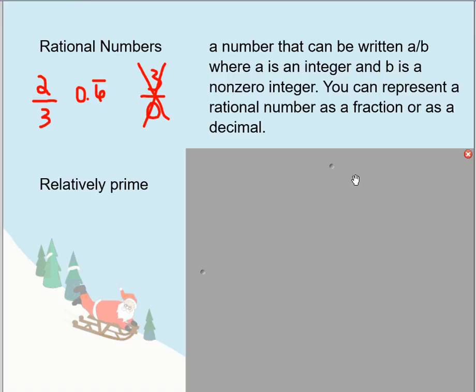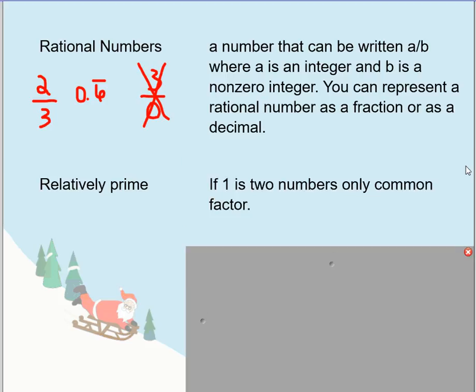The second vocabulary word I want you to be aware of is relatively prime. Yesterday we talked about prime factorization and the difference between prime numbers and composite numbers. If you remember, prime numbers are numbers that only have two factors, 1 and itself. So when two numbers are relatively prime, it means that they only have a common factor of 1. We'll see how that works later on in the video.